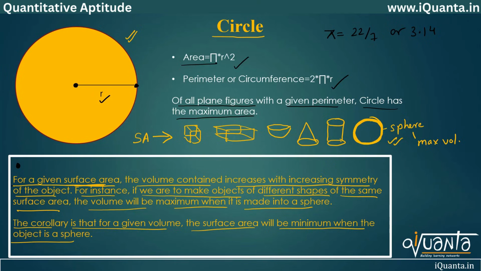So this is another point. If you are given these 1, 2, 3, 4, 5, 6 figures, and you are given equal volume of all of them, and you are asked which one will have the minimum surface area, then it will be the sphere. So sphere will have minimum surface area for a given volume, and it will have the maximum volume for a given surface area. I hope this point is clear.